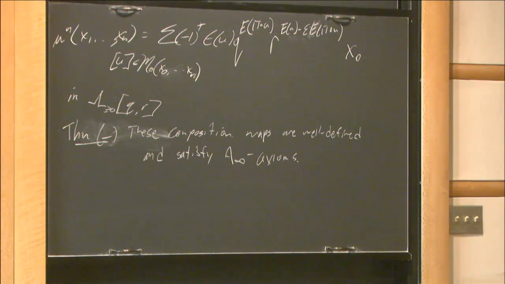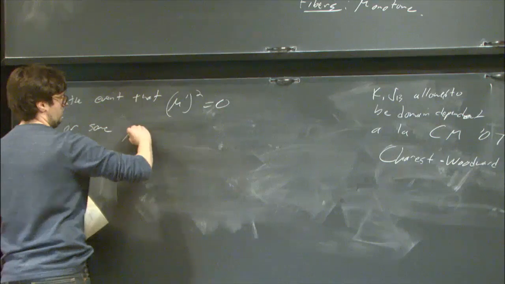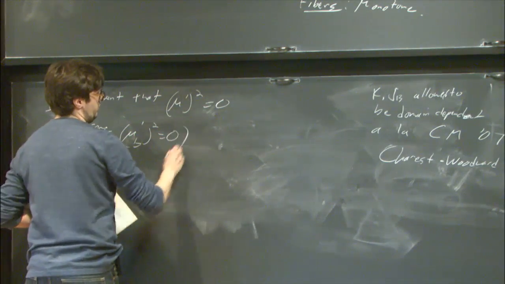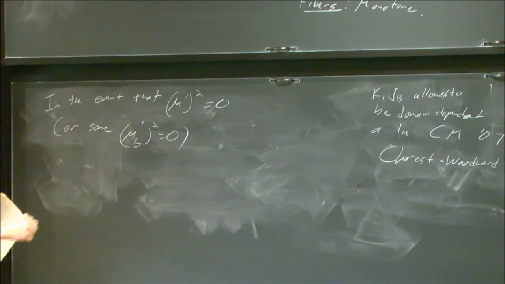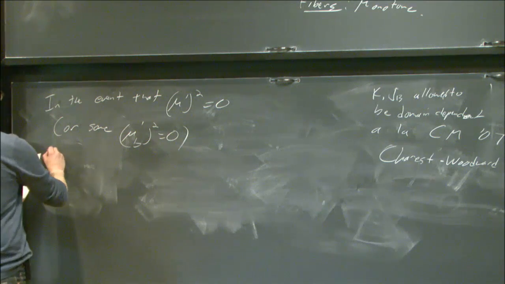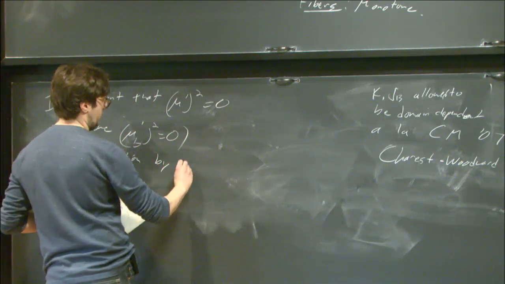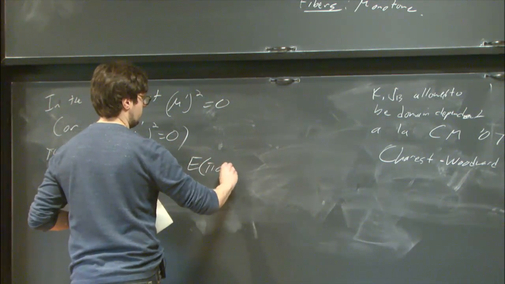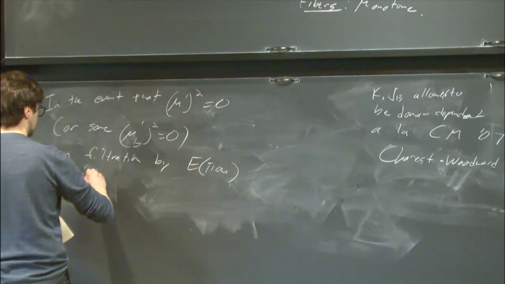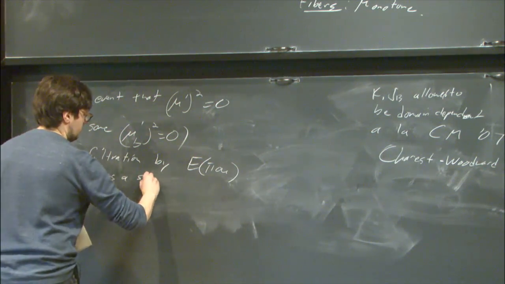Okay, so in the event that mu1 squared equals 0, or some mu1 sub b squared equals 0, so for some weak bounding cochain, so let's say L is weakly unobstructed, then filtration by E pi OU induces a spectral sequence.